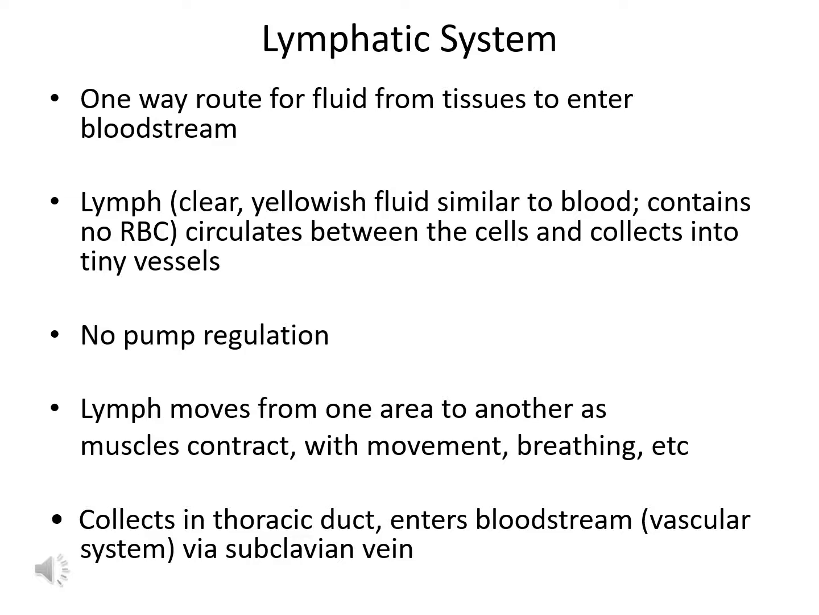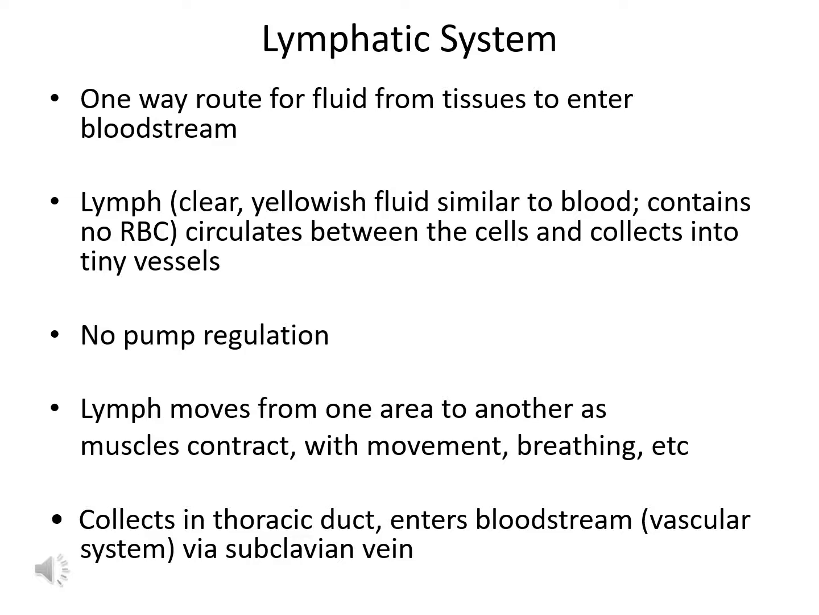We looked at the vascular system or the bloodstream and how it relies on the heart as a pump regulation. Because of this system, water-soluble nutrients can be distributed throughout the entire body. But the fat-soluble nutrients, if you recall, go into the lymphatic system before they can enter into the bloodstream. The lymphatic system is considered to be a one-way route for fluids from the tissues to enter eventually into the bloodstream.